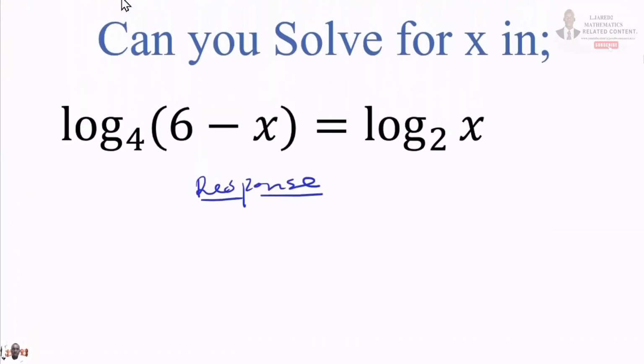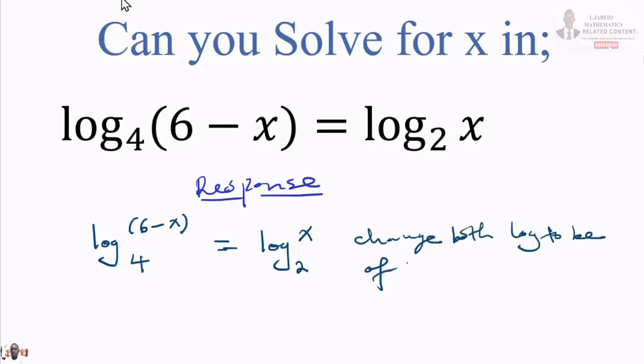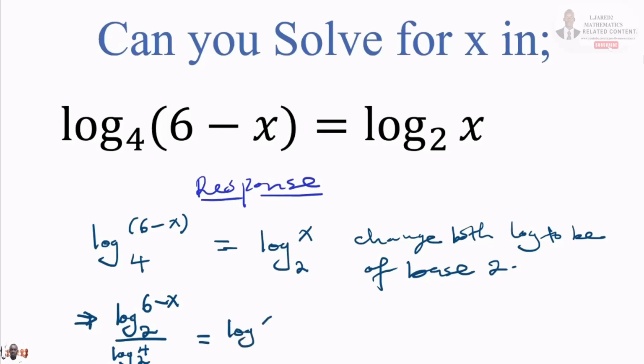So we are having log of 6 minus x base 4 being equal to log of x base 2. In here, what we are going to do is change one of these bases into the other one. Simply, we are going to make the bases of these logarithms the same. We are going to change both logarithms to be of base 2. What does it mean? It means that we have the log of 6 minus x base 2 divided by log of 4 base 2 equals the log of x base 2.